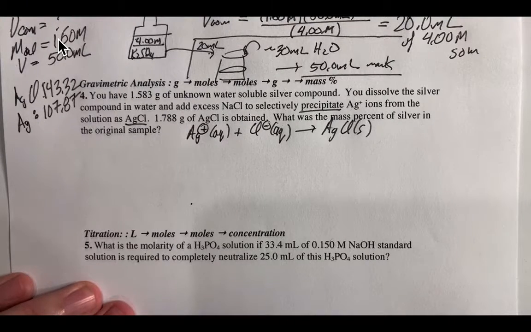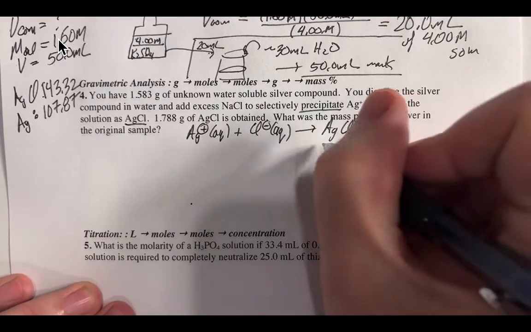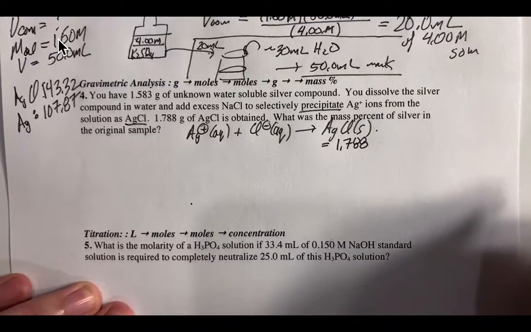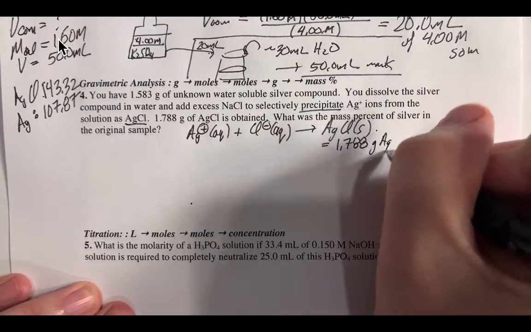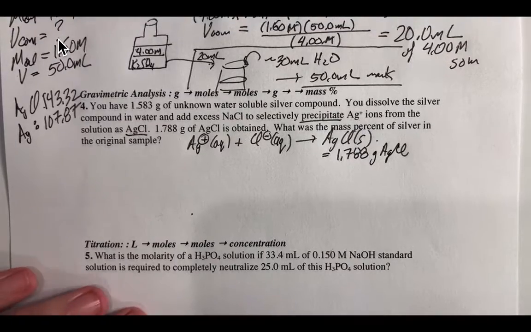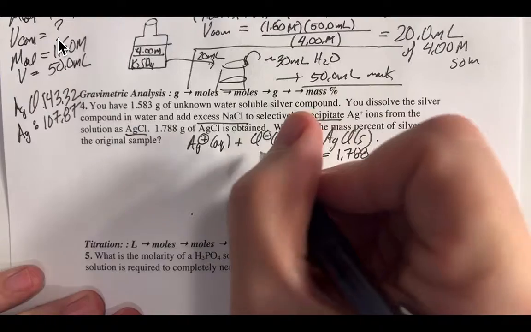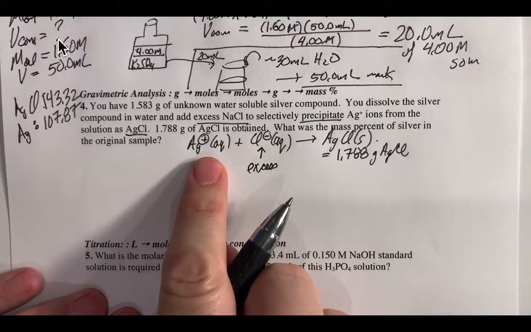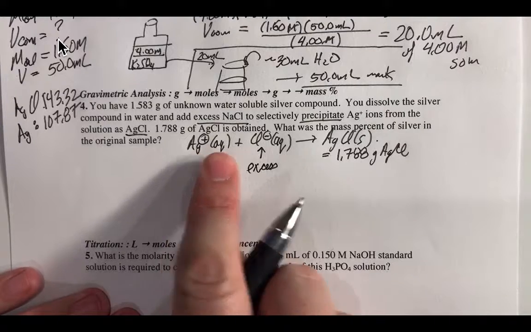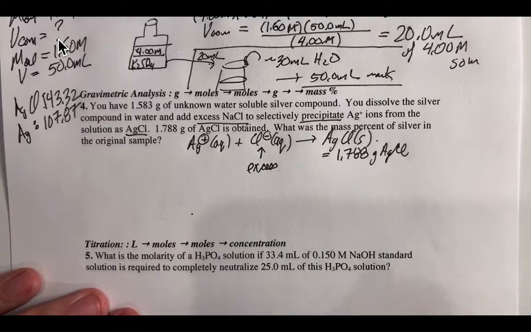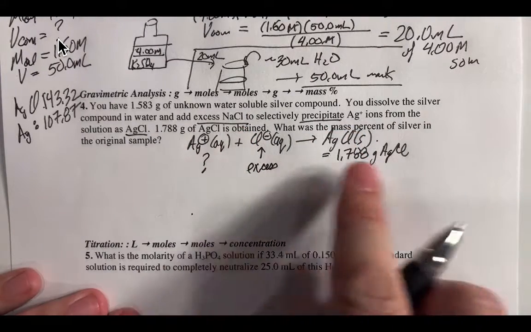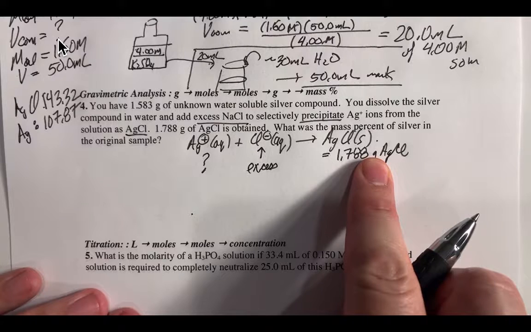So we're told in the problem that when it's all said and done, we've made 1.788 grams of AgCl. In this problem, we added excess chloride, and so that makes silver the limiting reagent, and so silver and silver chloride directly relate to each other. So whatever amount of silver we add in here directly dictates how much silver chloride we can make.